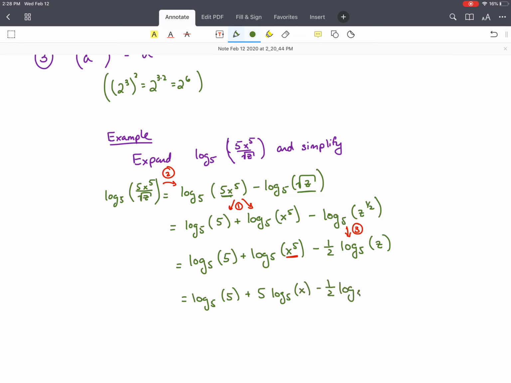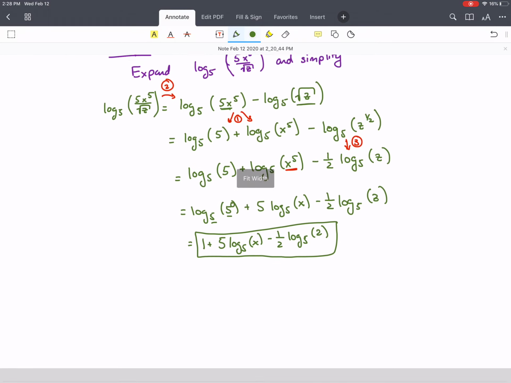So this is fully expanded, but I can actually simplify it a bit more. Log base 5 of 5, well, the exponent on 5 to give me 5 is just 1. So this is 1 plus 5 log base 5 of x minus 1/2 log base 5 of z. And that's as expanded and as simplified as I can get if I'm asked to expand.